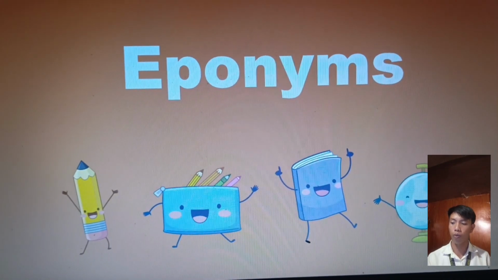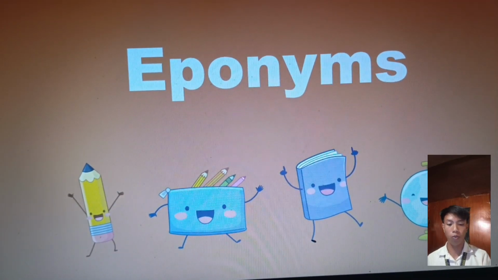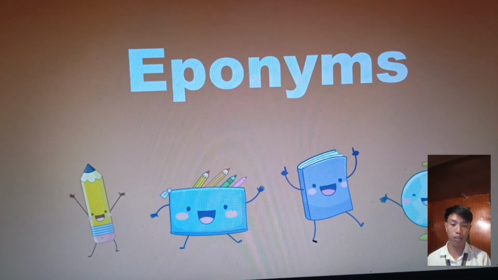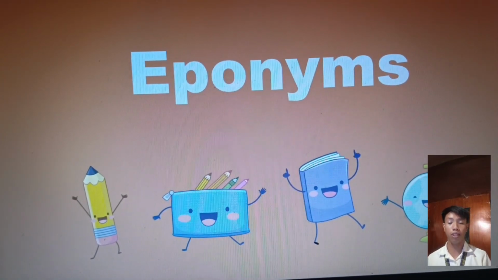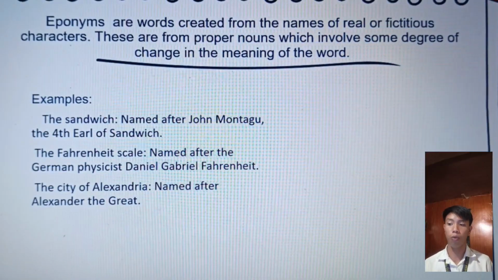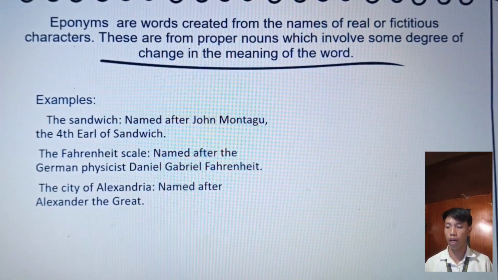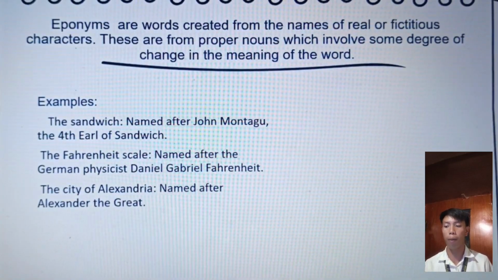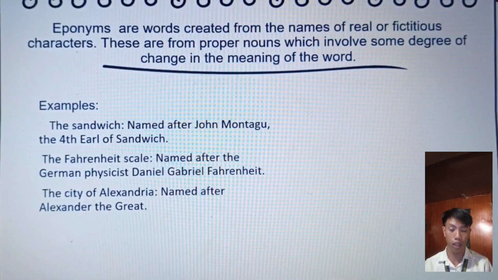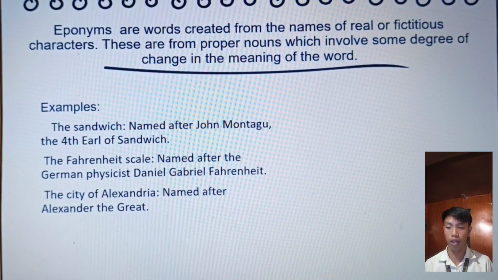So, this report was the continuation of the reports of Group 2. My topic was all about eponyms, borrowing, calquing, and nonces. So, first was eponyms. Eponyms are a person, place, or thing after which something is named. Eponyms are words created from the name of real or fictitious characters. These are from proper nouns which involve some degree of change in the meaning of the words.